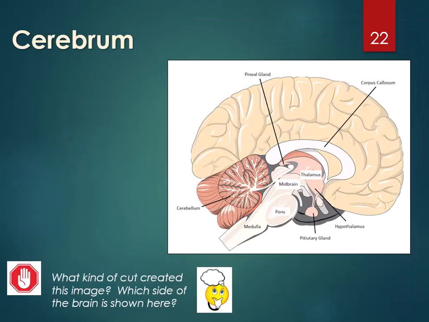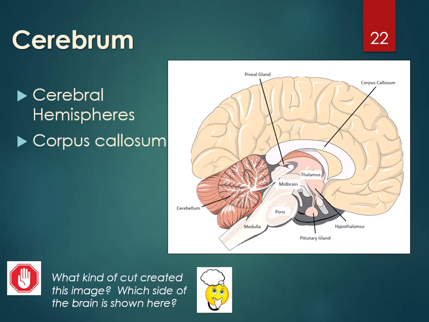So, the first part of the brain that we're going to talk about is the highest part of the brain, called the cerebrum. You have a right and a left hemisphere, and they are connected by the corpus callosum, which is this white streak right here. And the cerebrum is everything above that. Okay? Can you tell which side of the brain this is and what kind of cut it was to create it? Hopefully you know this is a sagittal cut, and this would be the left side of the brain.